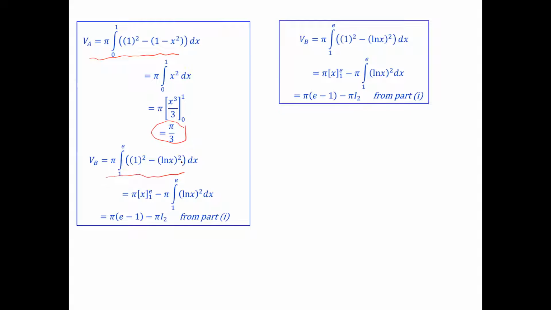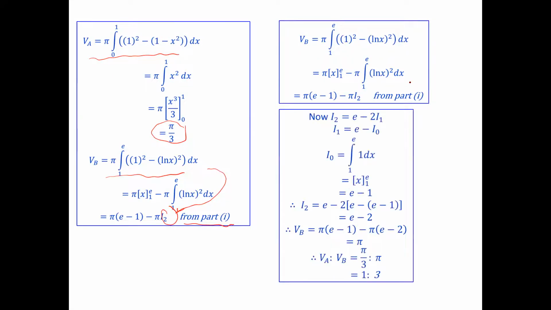VB equals pi times the integral from 1 to e of 1 squared minus ln x all squared. When it gets down to here, the I2 is related to part 1. So use part 1 to find I2, and then substitute back to find VB.